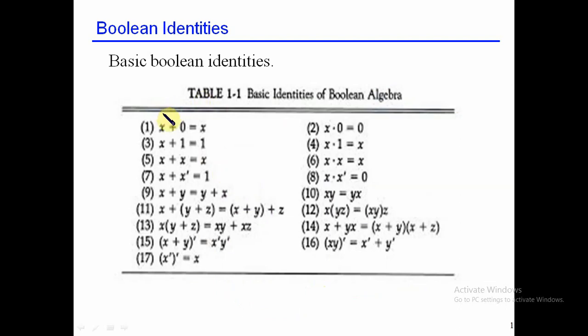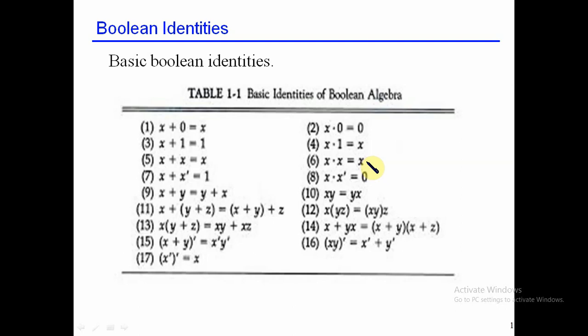Here we take some basic Boolean identities. These are some Boolean laws, some fixed laws that we use to reduce equations. Check it stepwise. X plus 0, where plus means OR sign, is equal to x. Same for x AND 0, we get 0. Same, x ORing 1 is 1, and x ANDing 1 is x. X plus x, we get x. This is the idempotent identity, we take only one.